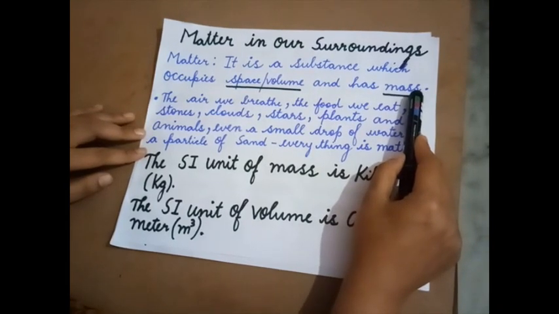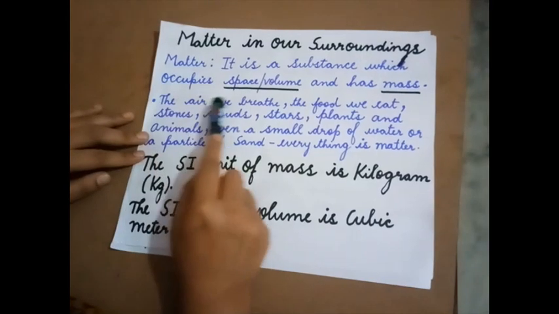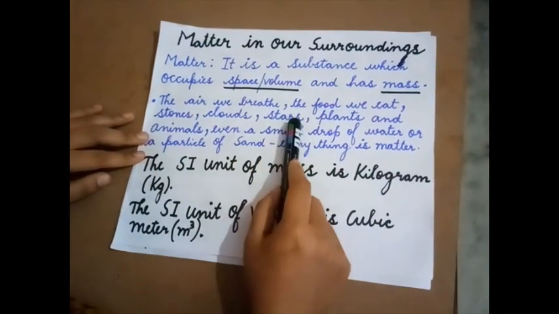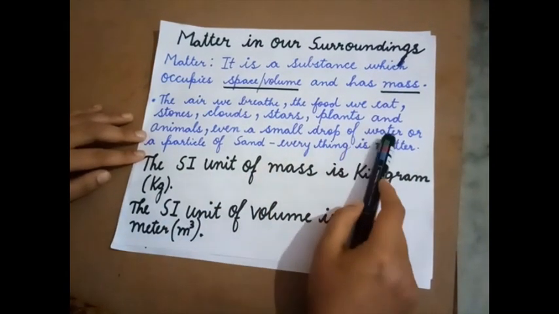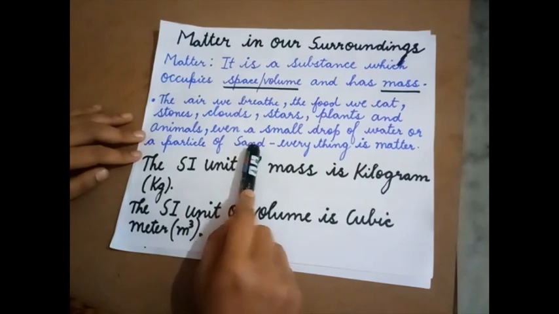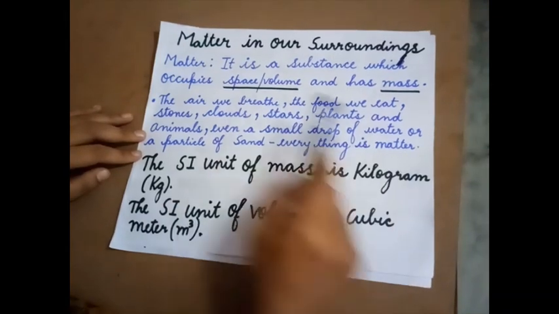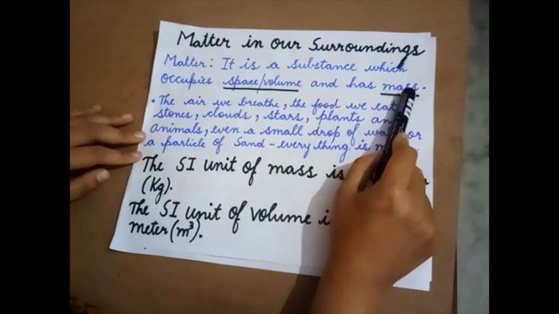It does not vary. Whether you are on the earth or on the moon, your mass will be constant or same. The air we breathe, the food we eat, stones, clouds, stars, plants and animals, even a small drop of water or a particle of sand, everything is matter. Are we also included under matter? Yes, because we occupy space or volume and we also have mass.